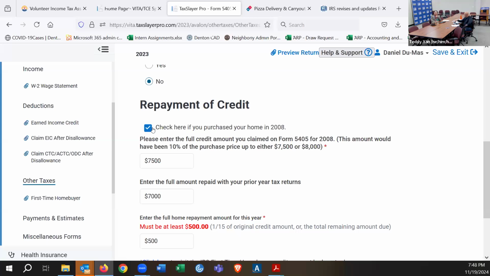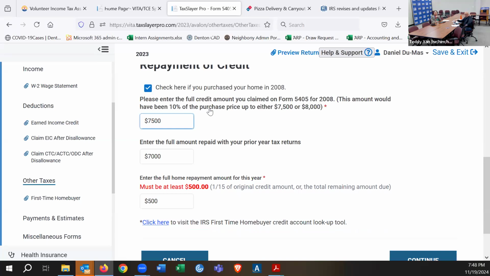Repayment of credit. Check here if you purchased your home in 2008, and then you have to enter the full amount of credit. And they're supposed to have this memorized. They're supposed to be able to provide this every year. If they don't have it memorized, you have two options. You can either look at their last year's tax return and import information off of that, or you can use this click here button.